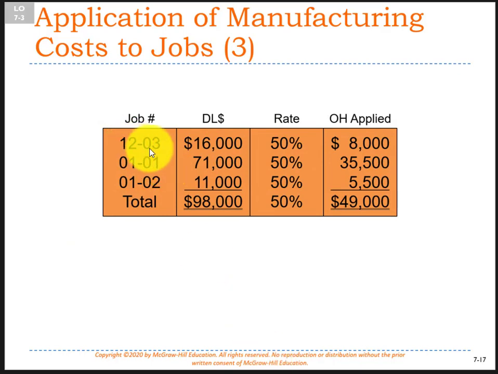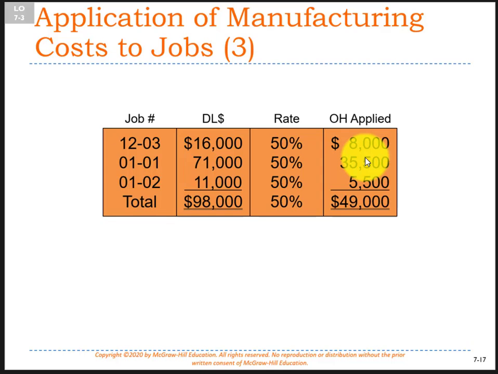So if job 1203 has 16,000 of direct labor, now remember, this is separate. This is in addition to the direct labor. It is not instead of. The direct labor costs 16,000. Then the overhead that we are estimating that they used on that job is 8,000. If their direct labor was 71,000, then we're estimating their overhead was 35,500.